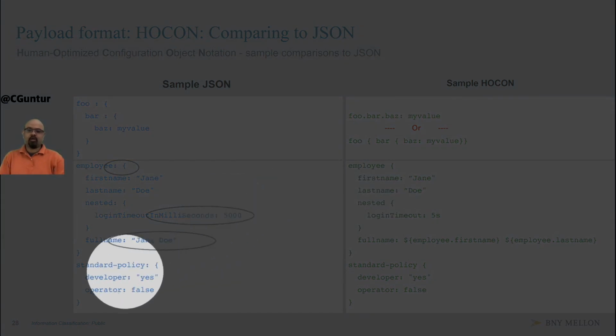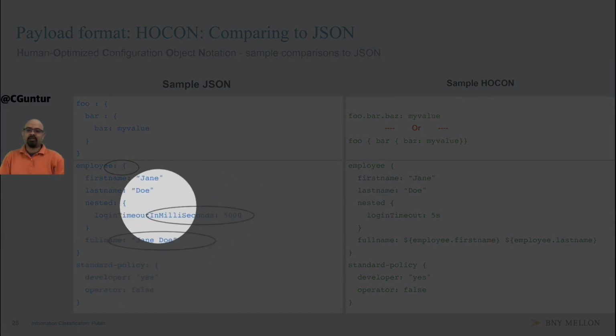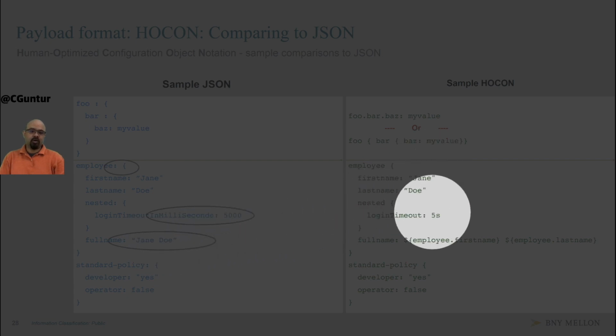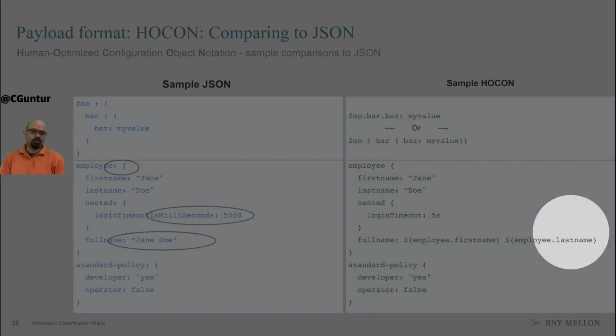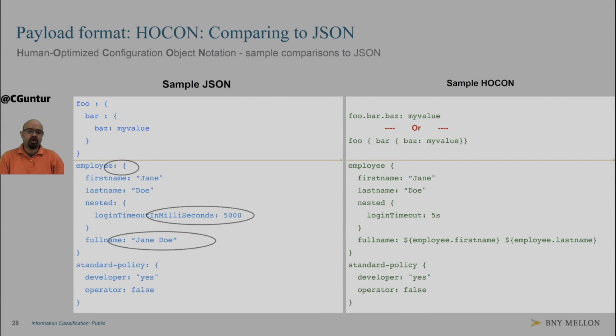The fourth example that I wanted to share was full name, where there is data duplication between first name, last name, and full name. In case of HOCON, I could simply use substitutions. So there were some benefits we got out of HOCON and made a use case for us to try and use that instead.